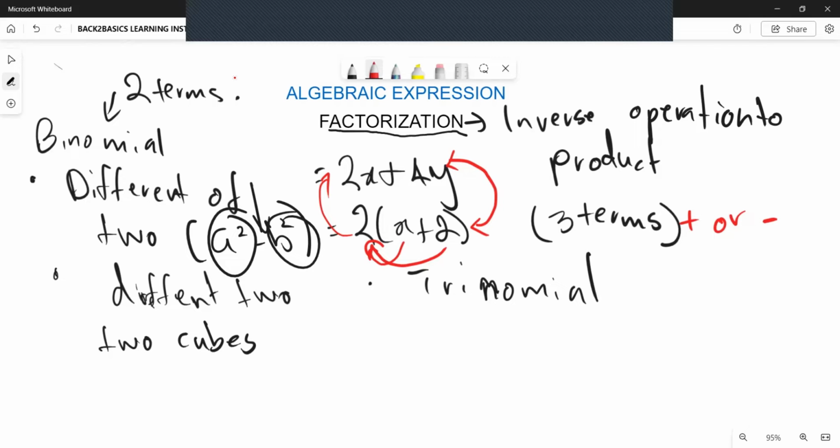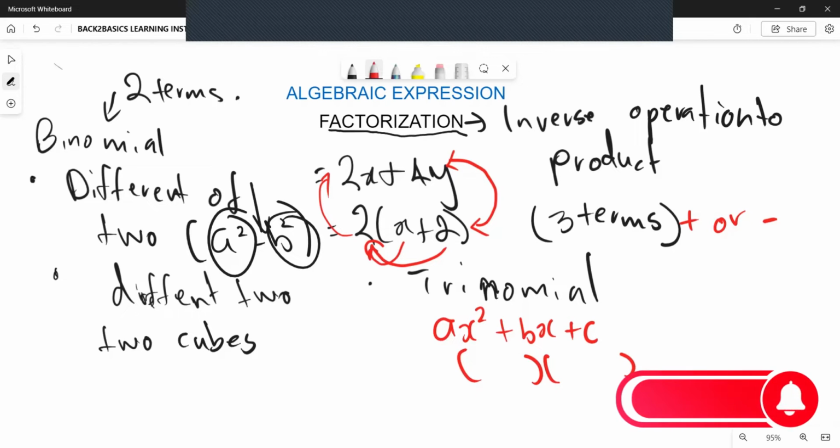You need to check whether this trinomial is given in terms of ax squared plus bx plus c. If it's given like this, then you can factorize it by opening your two brackets and finding your solution. For example, let's say you are given x squared subtract 3x subtract 3x plus 4. They say factorize this. How can you factorize this?